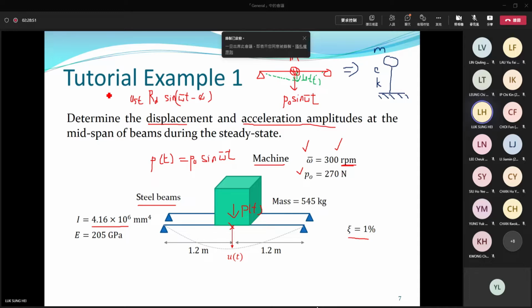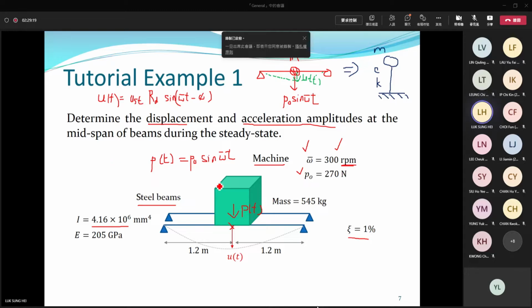If you know displacement, differentiate this equation twice. It will give you acceleration. So actually, this problem just asks you to apply this formula, U equal to UST RD sine of something. You find out what UST is, find out what RD is, and that will be the relative displacement. Not that difficult.